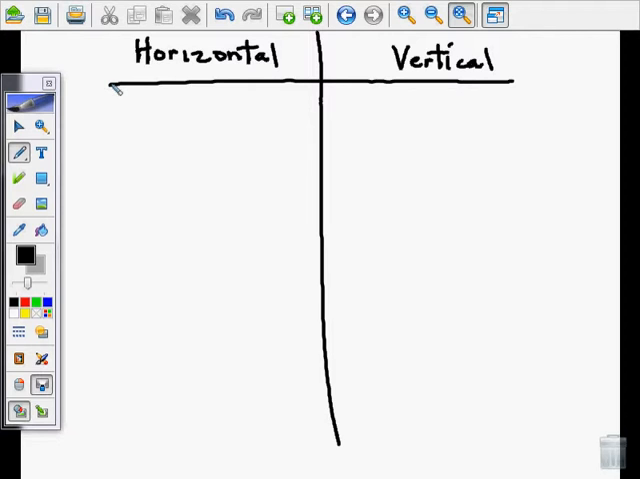And then every calculation and every piece of data is either going to go in the horizontal column or the vertical column. And you start to really break it down into two motions occurring simultaneously yet independently. And the first thing you want to write down is the acceleration in each direction. The acceleration in the horizontal direction and the acceleration in the vertical direction.